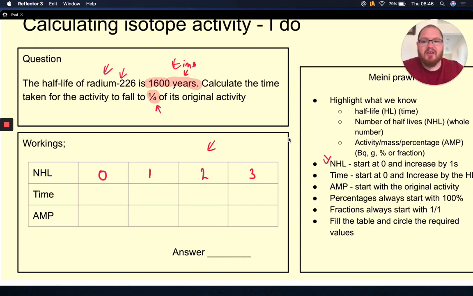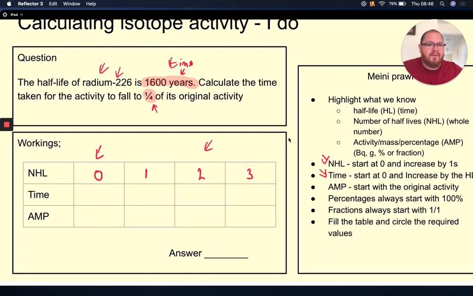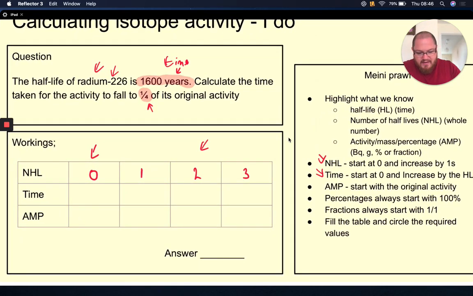The biggest mistake here that I see is students starting in this column with 1. It's got to start at 0. It also says there, time also starts at 0 and increases by the half-life. Well, what's the half-life? It's the time it takes to half. So it's going to start at 0, and then I'm going to actually use my half-life. And my half-life is my time, and my time is 1600.